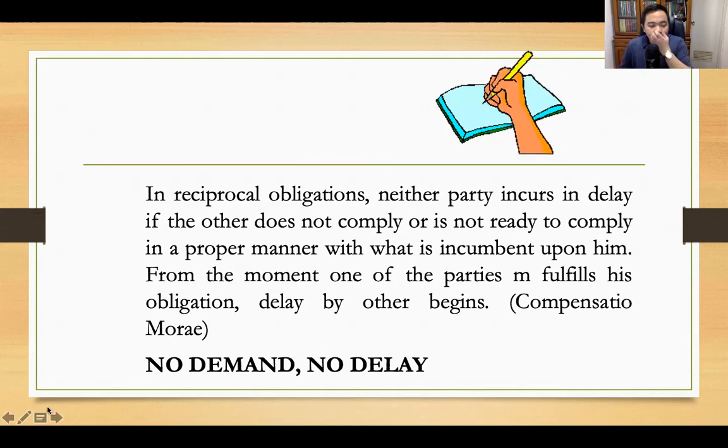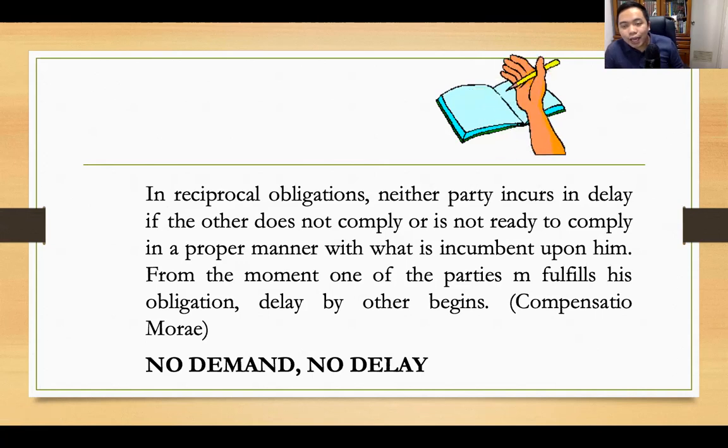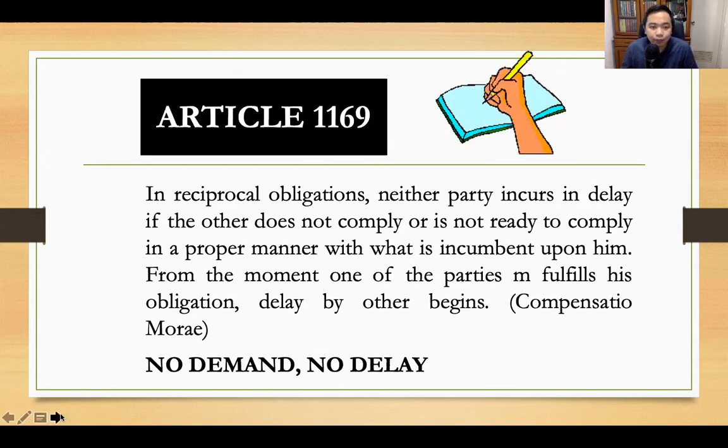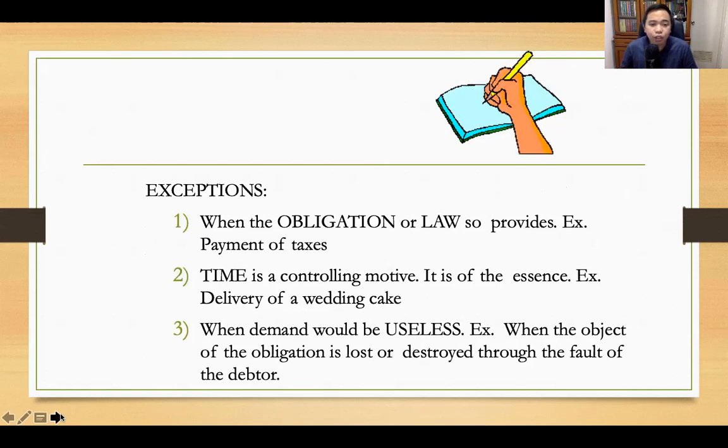And then under Article 1169, class, there is the principle of no demand, no delay. Even if you have an agreement to perform the contract on June 1, 2020, and you did not perform it, as long as there is no demand yet, you are not yet in delay. Okay. There are exceptions. Memorize the exceptions. Now, the general rule is no demand, no delay, except when the obligation or law so provides.